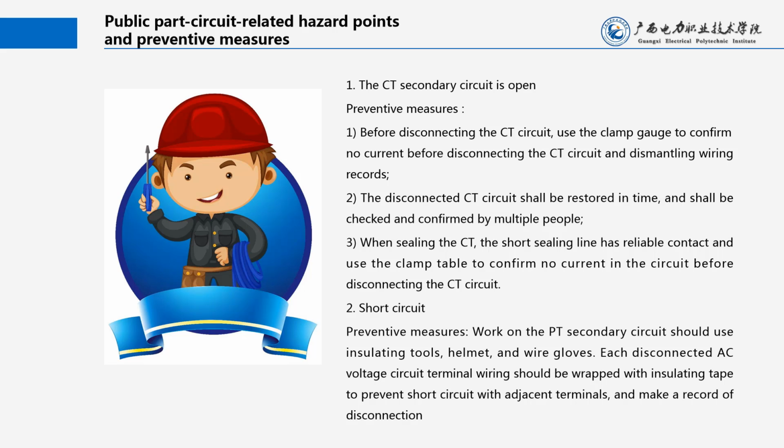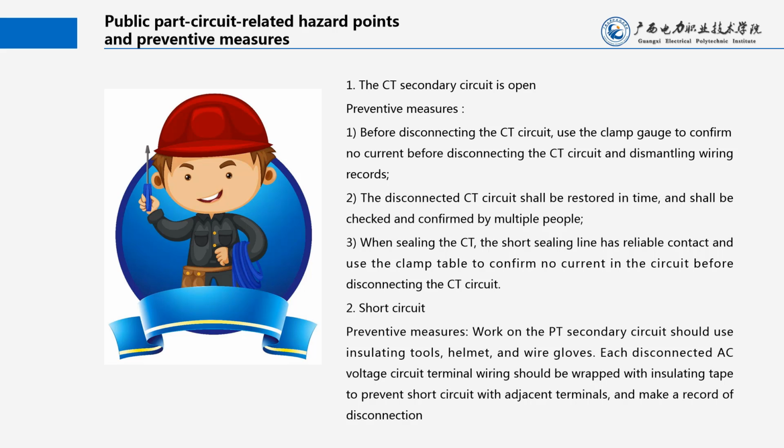circuit, and make dismantling wiring records. 2. The disconnected CT circuit shall be restored in time, and shall be checked and confirmed by multiple people. 3. When sealing the CT, the short sealing line has reliable contact, and use the clamp meter to confirm no current in the circuit before disconnecting the CT circuit.